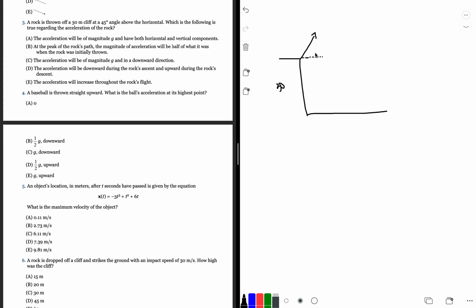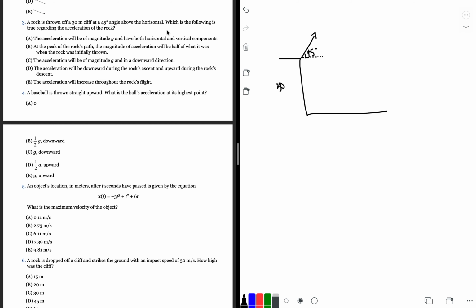So that's the initial velocity vector, and you have a 45-degree angle above horizontal. Now keep in mind, these problems might take longer for me to solve simply because I'm drawing on this whiteboard, but in person it should take less time. So which of the following is true regarding the acceleration of the rock?